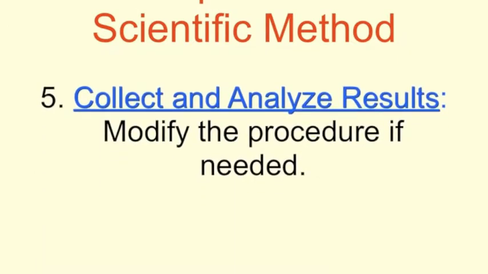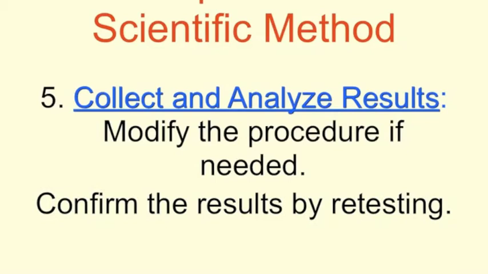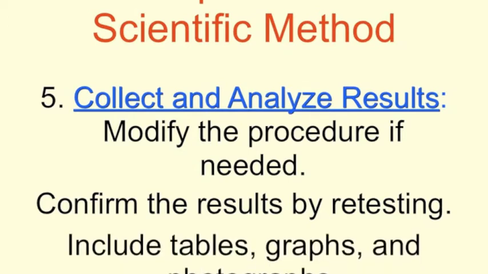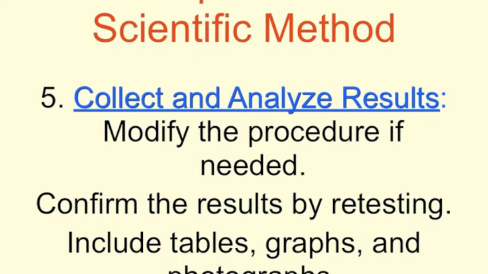All right, step 5 is collect and analyze the results. At this time, you may also need to modify the procedure. You're going to confirm your results by retesting. It is the norm to run about 3 trials. That way you have good reproducible data. It is also in this part of your experiment that you're going to include tables, graphs, and photographs, anything that can further support your data.